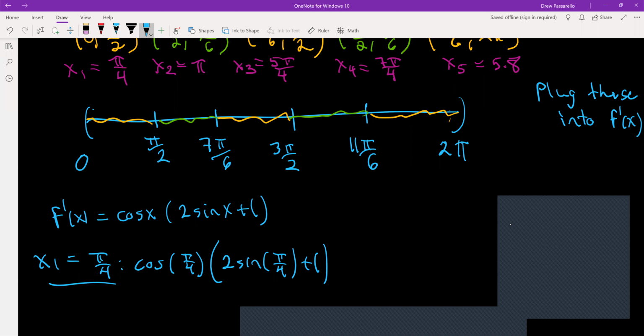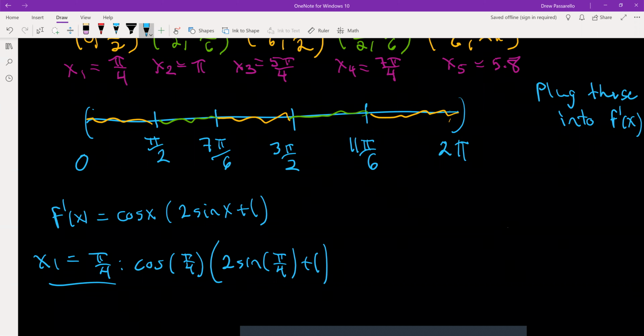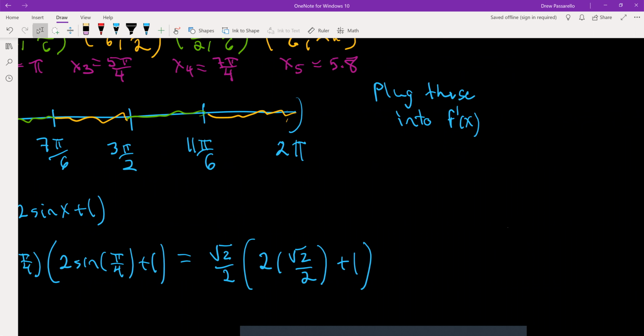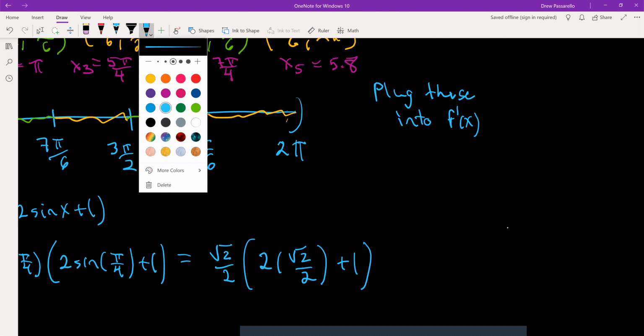All right, so cosine of pi over 4 is square root of 2 over 2. So this would be equal to square root of 2 over 2 times 2 times sine of pi over 4. Well, that's going to be 2 times square root of 2 over 2, and then plus 1. And we just care about the sign. We only care, is it positive or negative? So everything's positive in here, so it's going to result in a positive number.